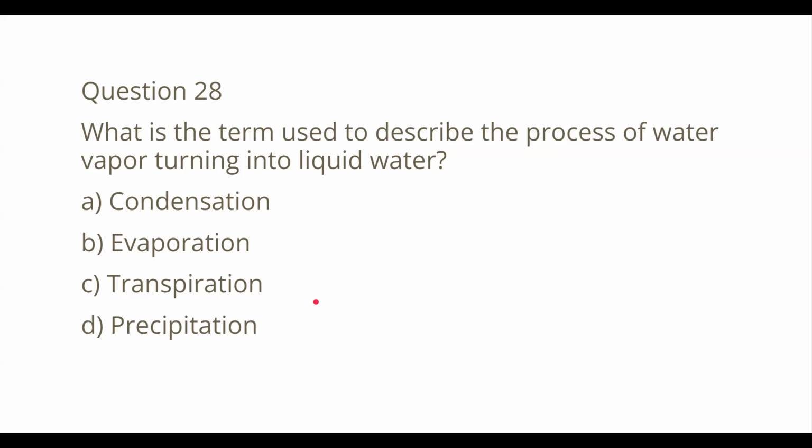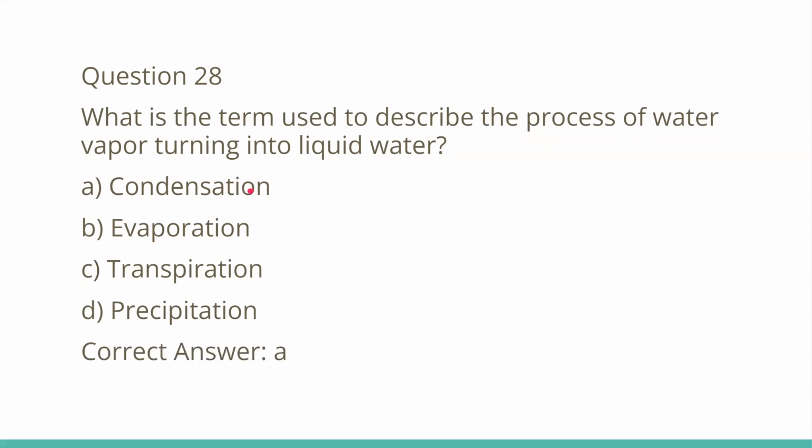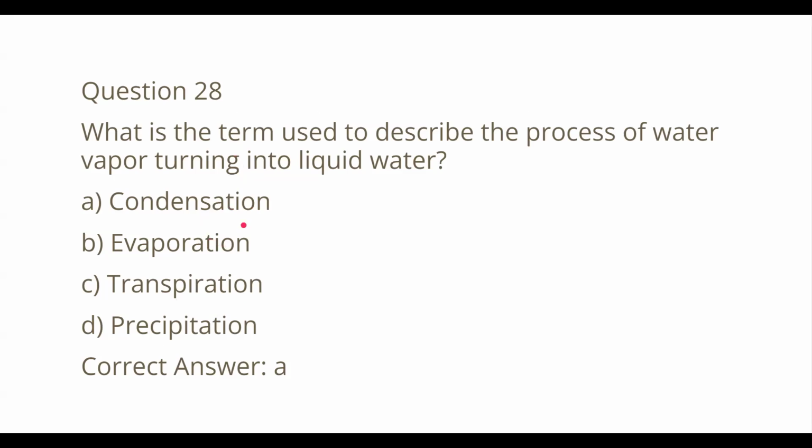Okay, so the correct answer is condensation. When water turns from vapor to liquid water, it is condensation. Evaporation is when water turns from liquid to vapor. Transpiration is also a process of water turning from liquid to vapor. Precipitation is rain, so it is not the correct answer. So the correct answer is A, condensation.